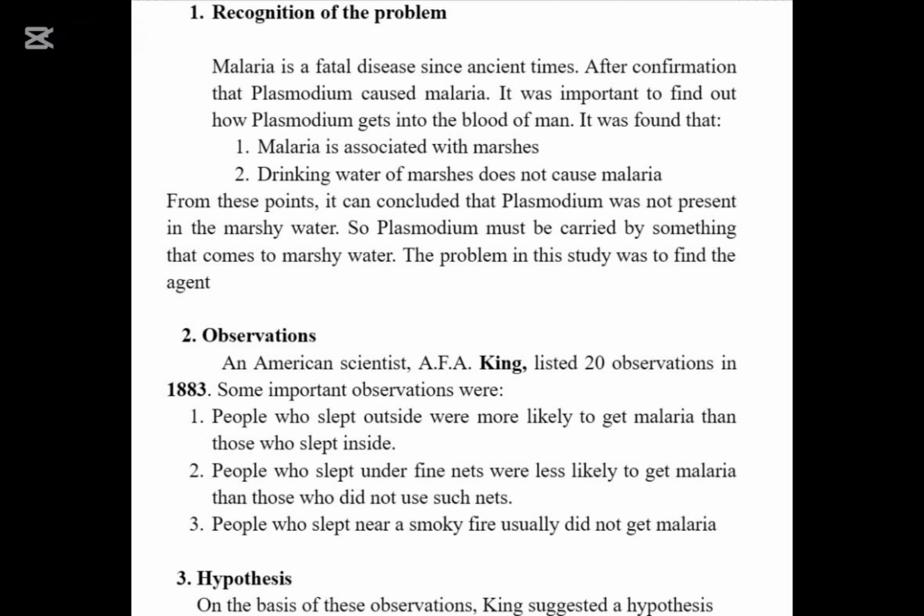So, second step is observation. In 1883, an American scientist named AFA King made 20 observations. Let's look at three top ones. First one is people who slept outside got malaria more often than people who slept inside. Second is people who slept under fine nets were safer from malaria than those without nets. Third one is people who slept near smoky fires usually did not get malaria. All these observations point to one thing: something in the air that bites us and can be blocked by nets or smoke. That something could be mosquitoes.